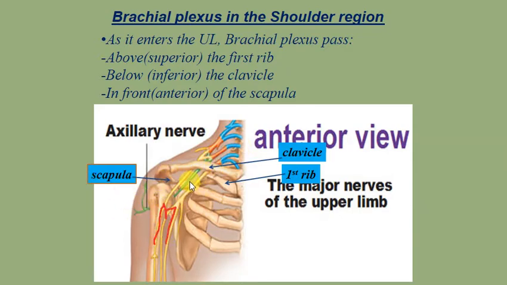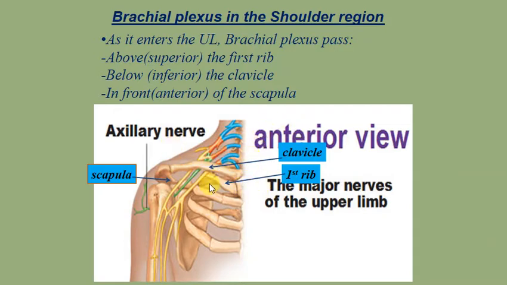However, it has other branches. For example, this one, which goes around the deltoid muscle, goes around the humerus and performs the nerve supply of the deltoid muscle. So what I'm talking about here is that this is the appearance of the brachial plexus at the shoulder region.